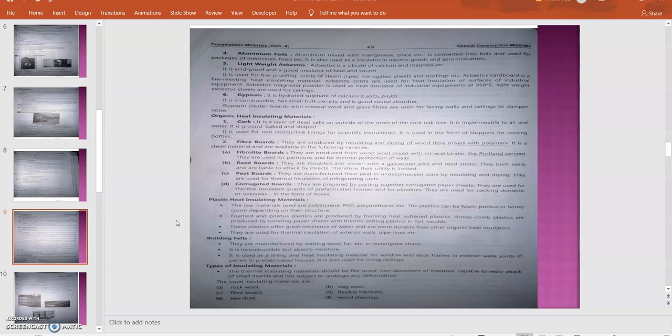The next, aluminium foils. The aluminium mixed with manganese and zinc is converted into foils and used for packaging of medicines, foods, etc. Normally chocolate wrappers and food wrappers are made of aluminium foil. Then lightweight asbestos. Asbestos is a silicate of calcium and magnesium. It is acid proof and a good insulator of heat and sound. That's why they are utilized. So the remaining part we will discuss later on.